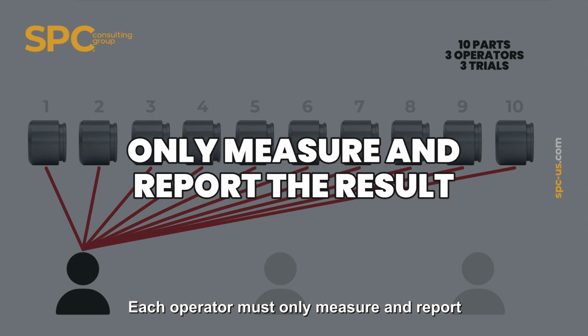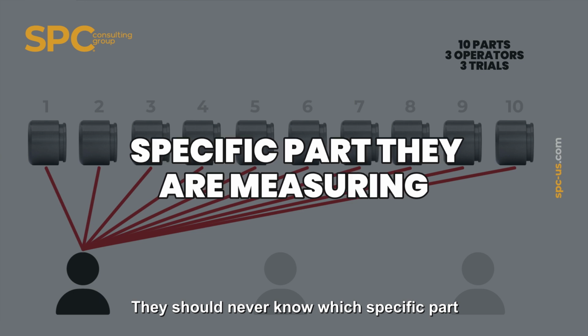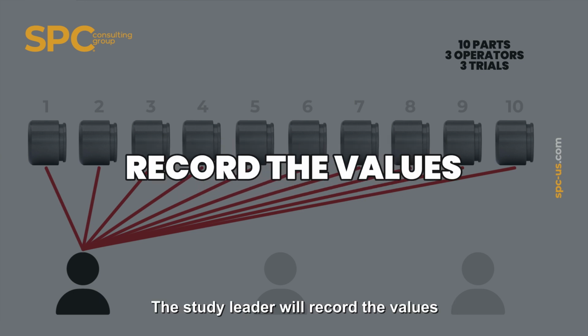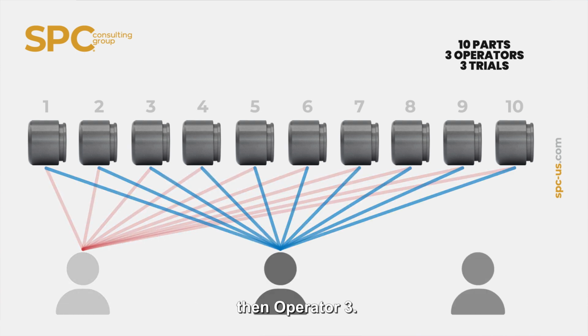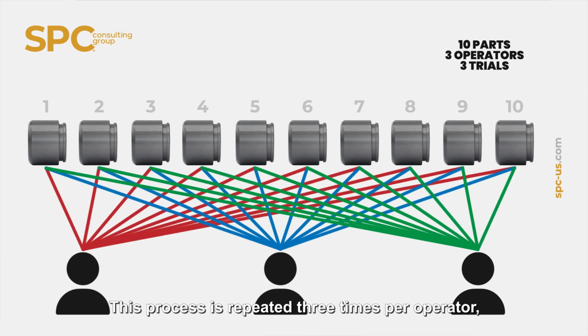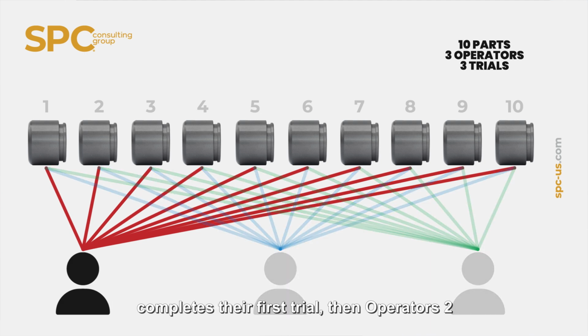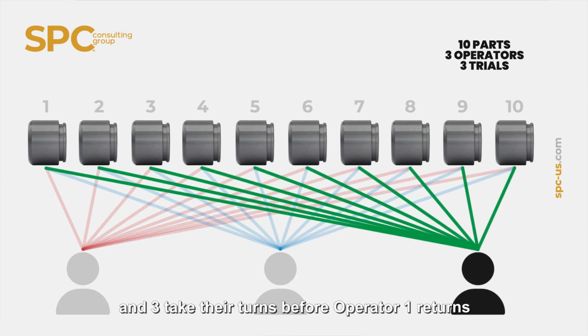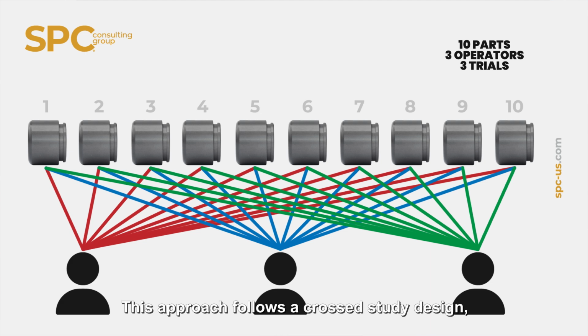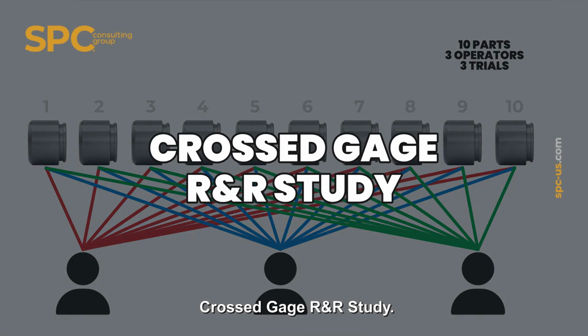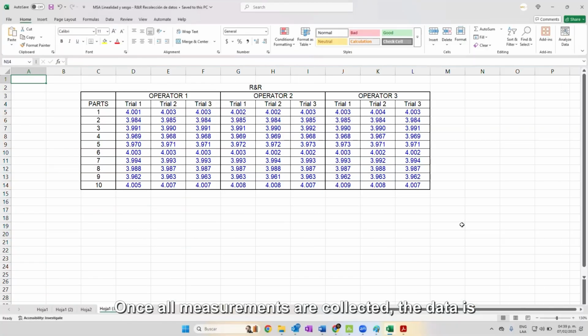Each operator must only measure and report the result. They should never know which specific part they are measuring. The study leader will record the values in a spreadsheet, either manually or in Excel. Once operator 1 completes their first trial, operator 2 will follow the same process, then operator 3. This process is repeated 3 times per operator, but not consecutively. In other words, operator 1 completes their first trial. Then, operators 2 and 3 take their turns before operator 1 returns for their second trial. This approach follows a crossed study design, which is why Minitab refers to it as a crossed Gage R&R study. Once all measurements are collected, the data is organized in an Excel table.